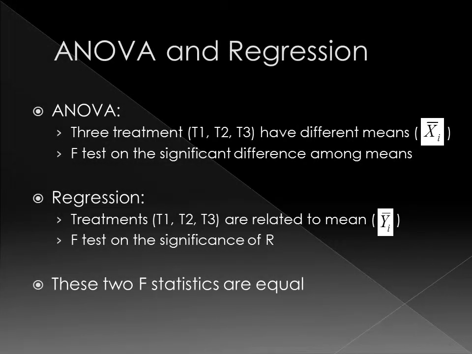What is the difference and the connections between ANOVA and regression? For ANOVA, we have three treatments such as T1, T2, and T3. They have different means. We use F-test to examine if these means are significantly different from each other. In regression, we have three treatments, and we want to know if the different treatments are related to the mean.